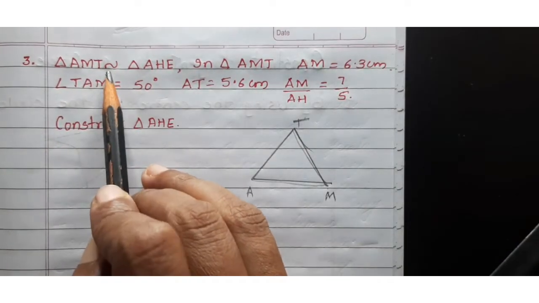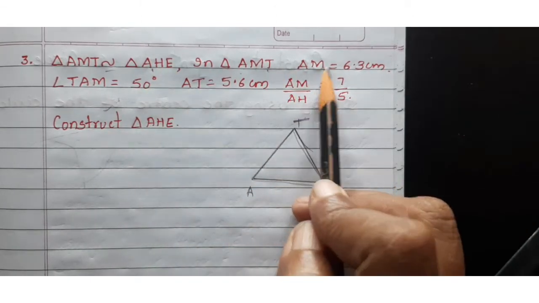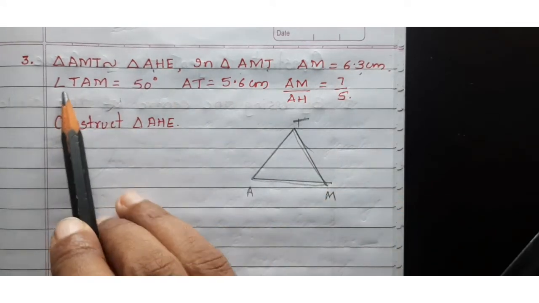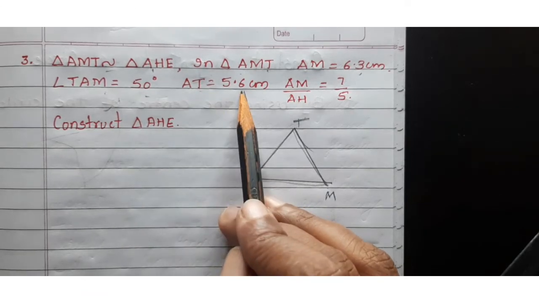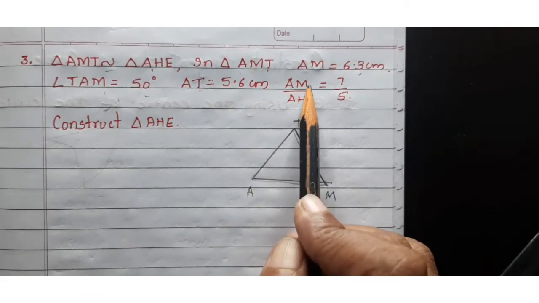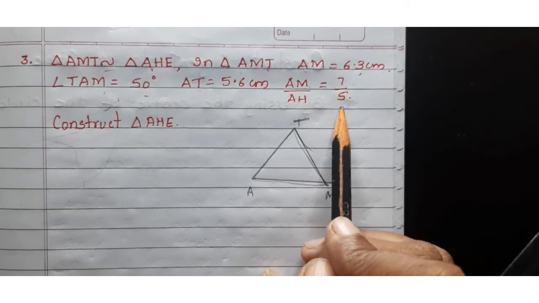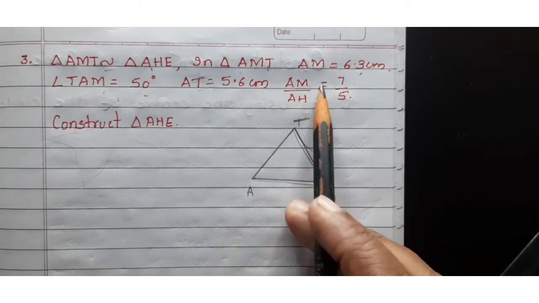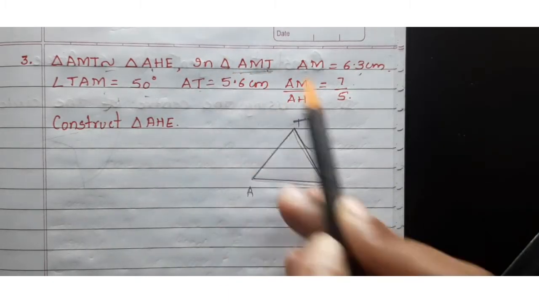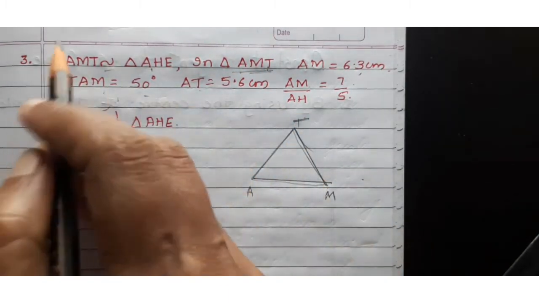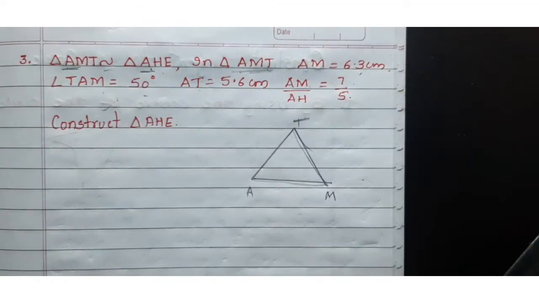Triangle AMT is similar to triangle AHE. In triangle AMT, AM is 6.3 centimeter, angle TAM is 50 degree, AT is given to us as 5.6. With that, we have been given the ratio AM upon AH equal to 7 upon 5. Okay. So for this, first we'll construct the figure whatever is given to us. We have been given triangle AMT, so that I'll be constructing. Now you will check that A is common between them. Again, one triangle will be inside the other triangle.